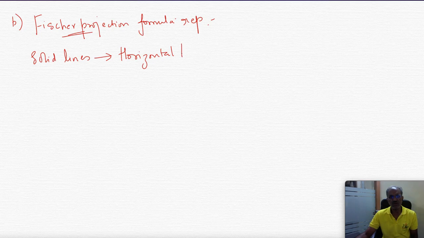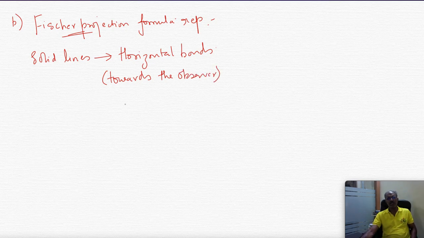Solid line means horizontal bonds, and the horizontal bonds are towards the observer. Horizontal bond, but towards the observer. Solid bonds are horizontal bonds and towards the observer.